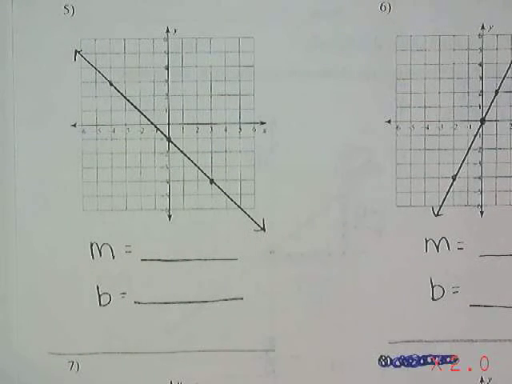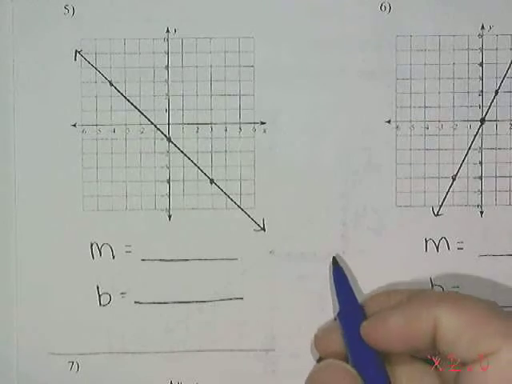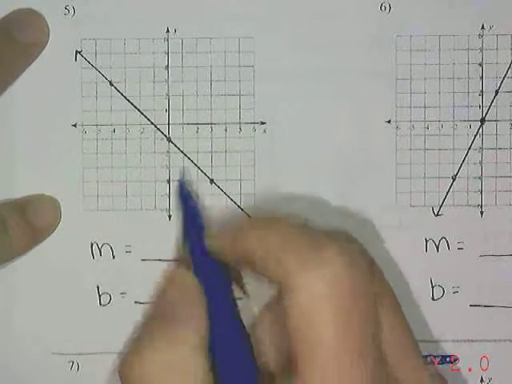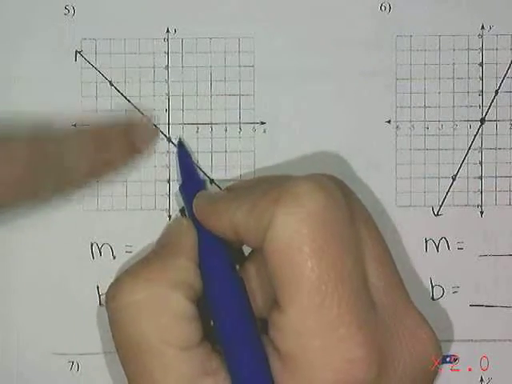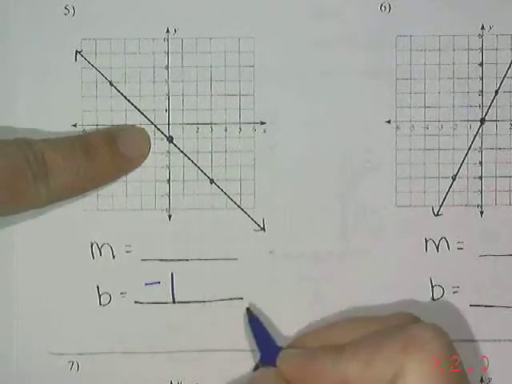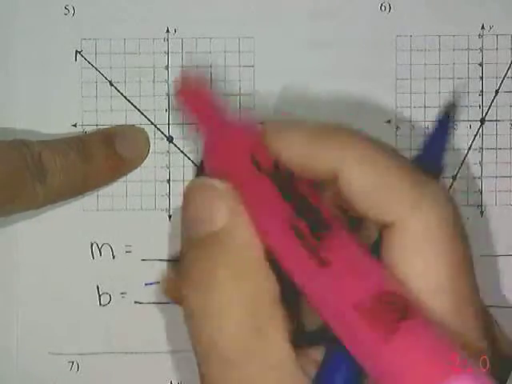Okay, I hope you took a second to get completely caught up. We are working on number 5 now as we speak. Number 5's y-intercept, where it crosses the y-axis, is right here at -1. So that's what my b is. It's -1. And I'm going to calculate my slope.